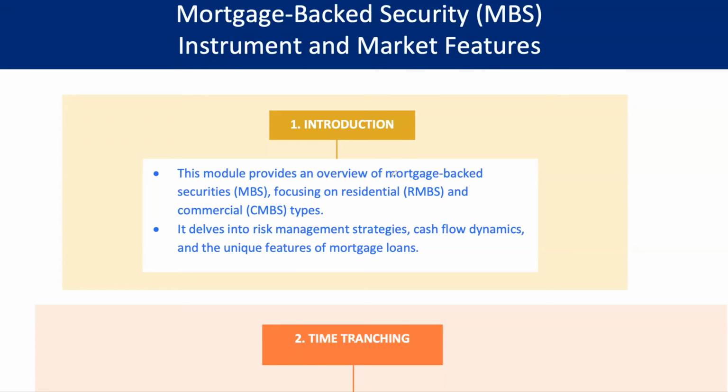category. In this module, we're going to explore various types of MBS, including residential MBS, RMBS, which are backed by home loans, commercial MBS, CMBS, which are tied to commercial properties, and the structured securities within these categories, like mortgage pass-through securities and collateralized mortgage obligations, CMOs. By the end, you'll understand how these securities distribute risk, manage cash flows, and the unique risks they carry, particularly prepayment risk, that investors must consider.